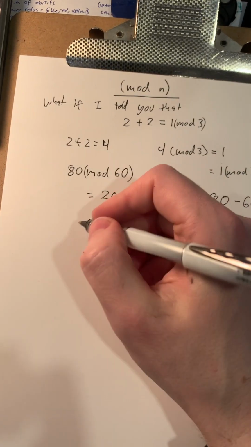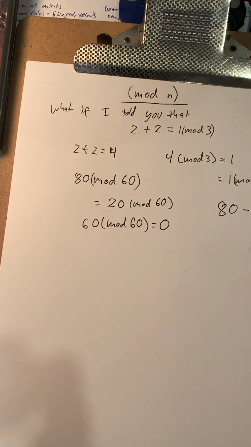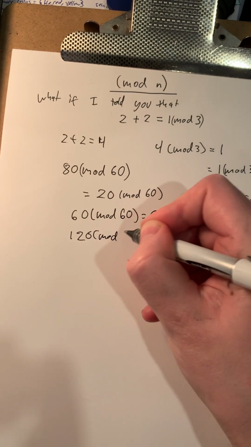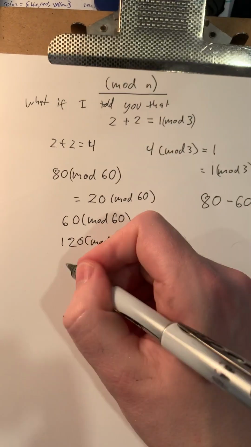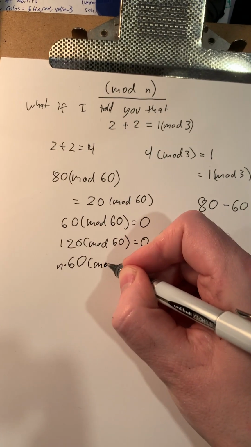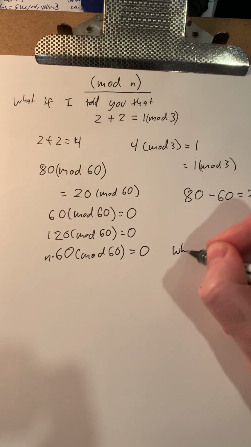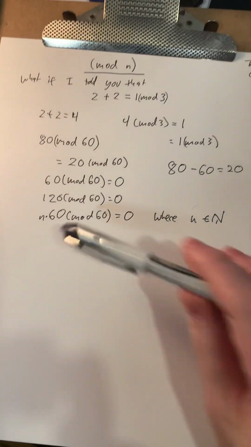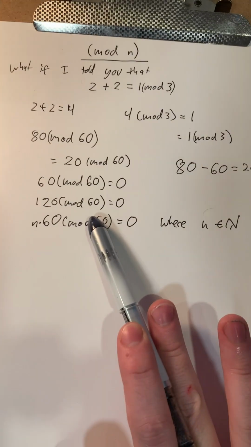All right, so what's 60 mod 60? That's 0. 120 mod 60? That's 0. In fact, n times 60 mod 60 equals 0, where n is an integer. Every multiple of 60 equals 0 mod 60.